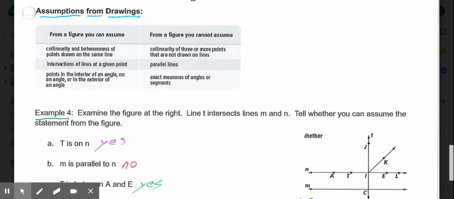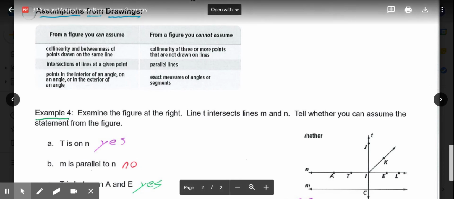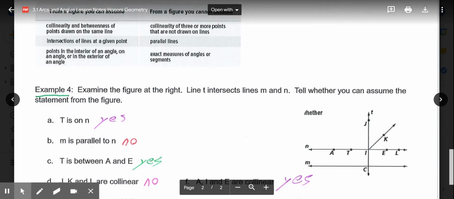And then we get to our final idea for today. It's this idea of assumptions from drawings. There are different things from a drawing that we can simply assume or not assume without extra labels or information. From a simple drawing, we can assume the collinearity and betweenness of points drawn on the same line. So if they draw them on the same line, like down here, A, T, I, E, and L, we can assume those are all collinear.